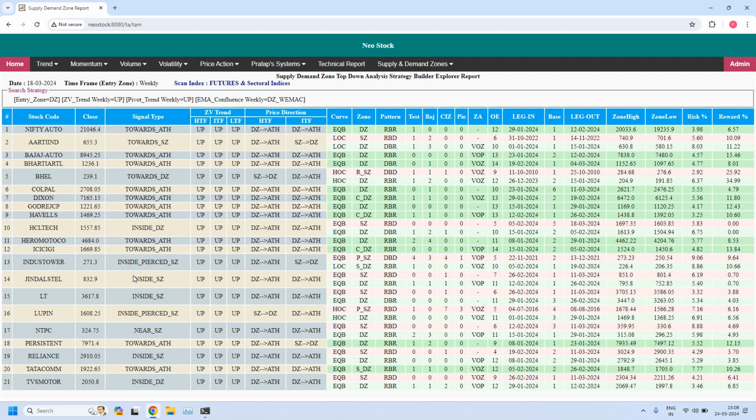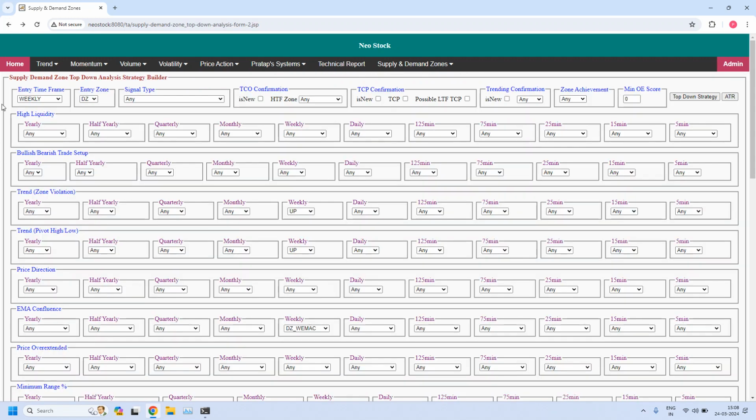Exactly the same way, let us look for supply zone EMA confluence. So entry time frame is weekly. Entry zone should be supply zone, and the trend should now be downtrend. Your zone violation is down and your pivot high-low trend should also be down. Now, instead of demand zone weekly EMA confluence, we need to select supply zone weekly EMA confluence. Weekly supply zone is having weekly EMA confluence.